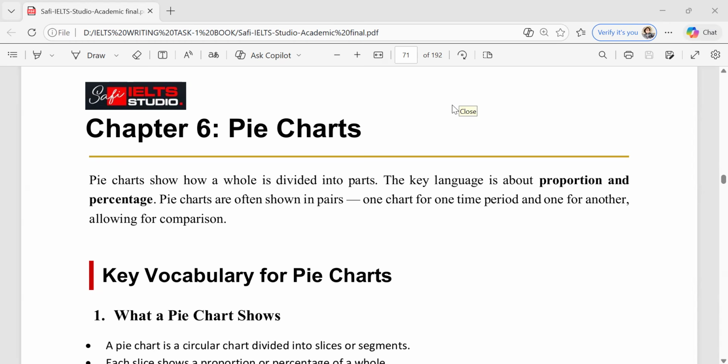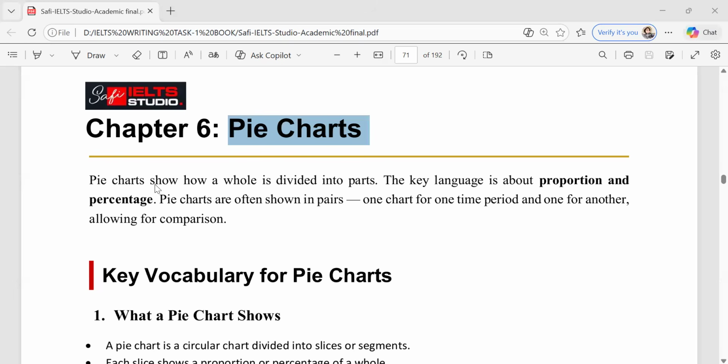We're going to talk about another chapter, and it's all about pie charts. Am I visible? Yes, sir. Okay. So now, pie charts are different from your line graph and bar chart, which we have already studied. So it's a bit different, okay?